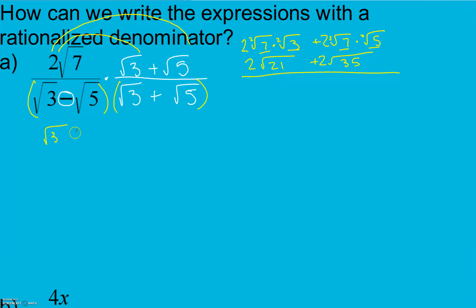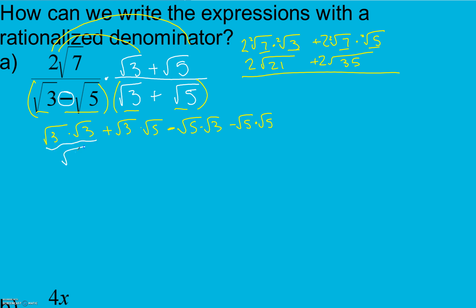Square root of 3 times square root of 3. Firsts, outsides, square root of 3 times square root of 5. Insides, minus square root of 5 times square root of 3. And lasts, minus square root of 5 times square root of 5. Combine our like terms here.